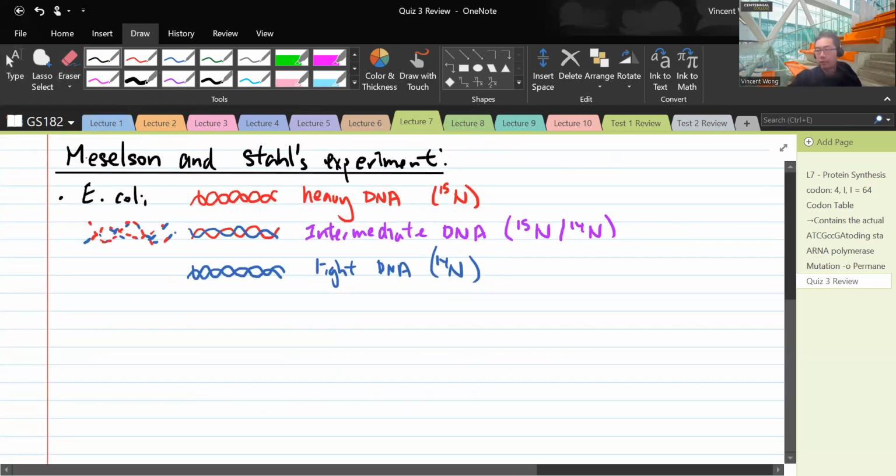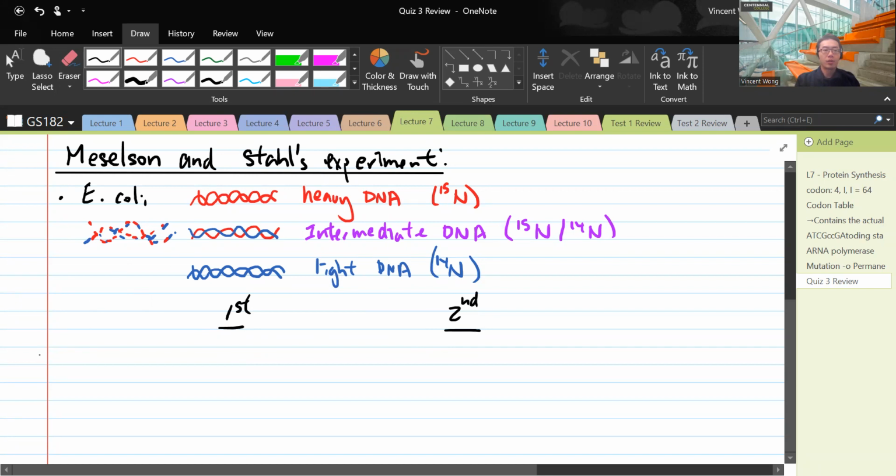the E. coli, after being transferred to the lighter medium, was allowed to grow for one generation, and then they extracted the DNA and spun it down, and then they did it again for the second generation. So what you must know is how it would look different if DNA replication follows various models.